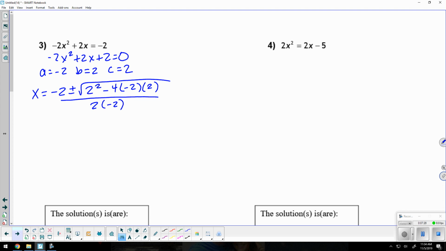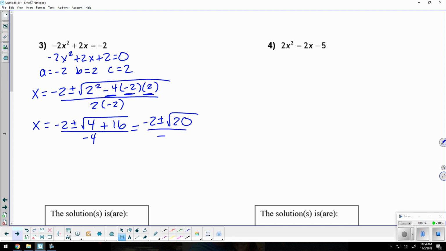But it is all plugged in. Okay, so we just plugged it in. Now start simplifying. So that's still going to be negative 2 plus and minus square root. So 2 squared, that's 4. Negative 4 times negative 2, that's 8. Times 2 is 16. This would be all over negative 4. Okay, let me erase that a little bit so it doesn't extend too far. So 4 plus 16 is to be negative 2 plus and minus square root of 20 over negative 4.